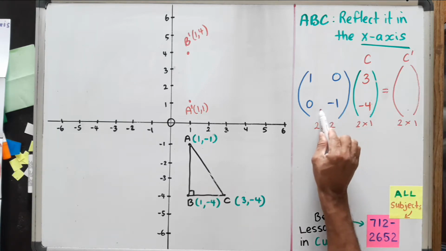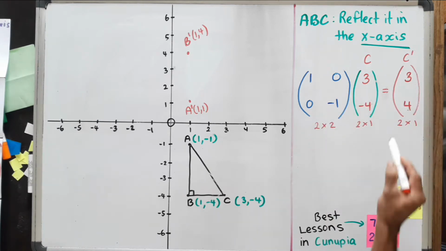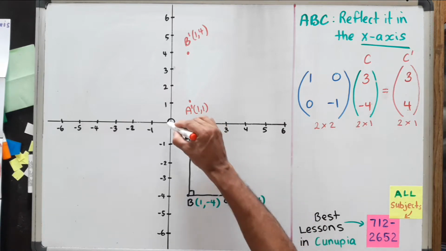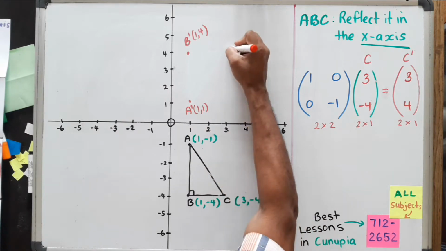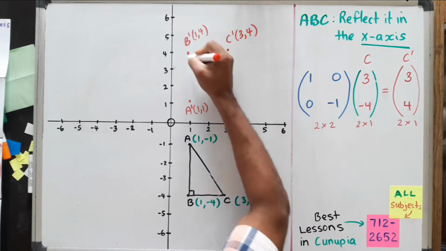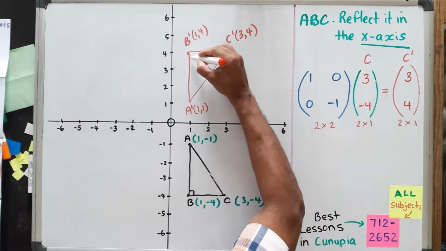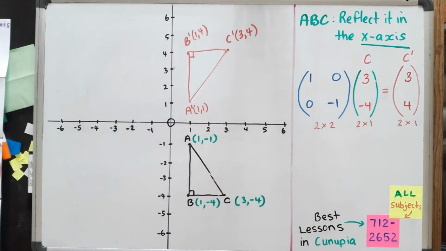So when we multiply this by C, we will get 3, 4. The top is x, the underneath is y. 3, 4 is up here. This is C prime, 3, 4. And if we connect these points, we get the same answer we could have gotten using common sense. But this is the actual working for it using the matrices method.